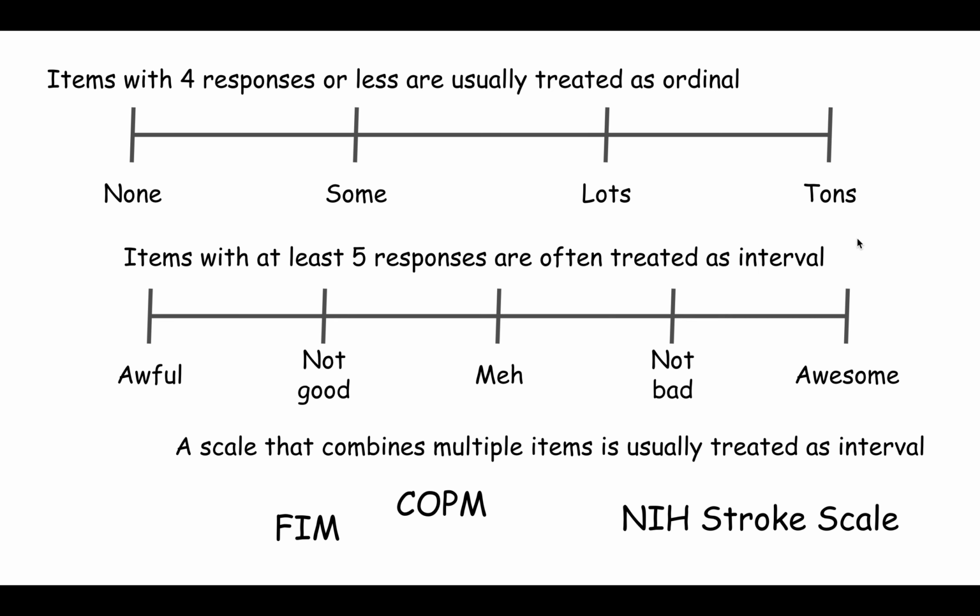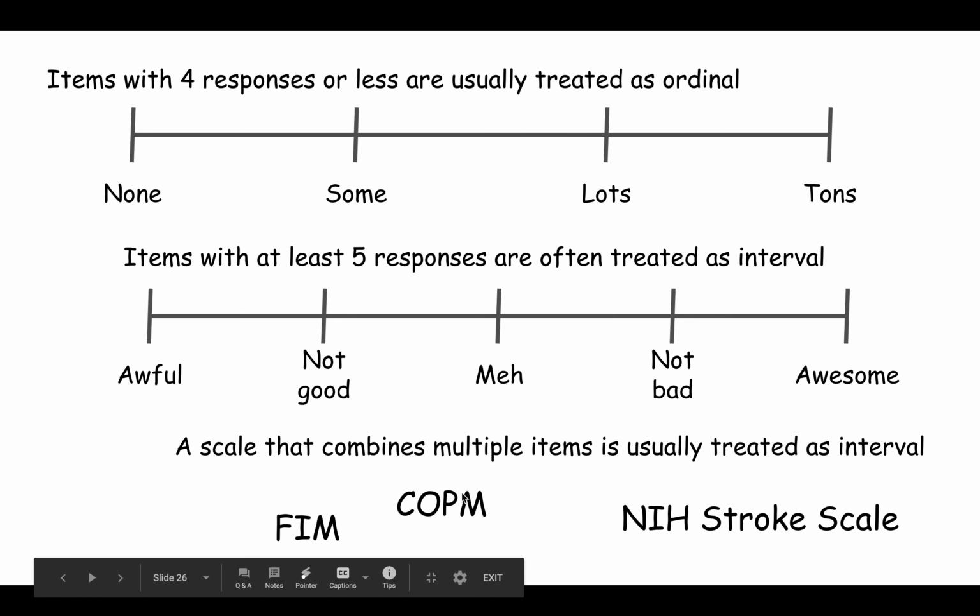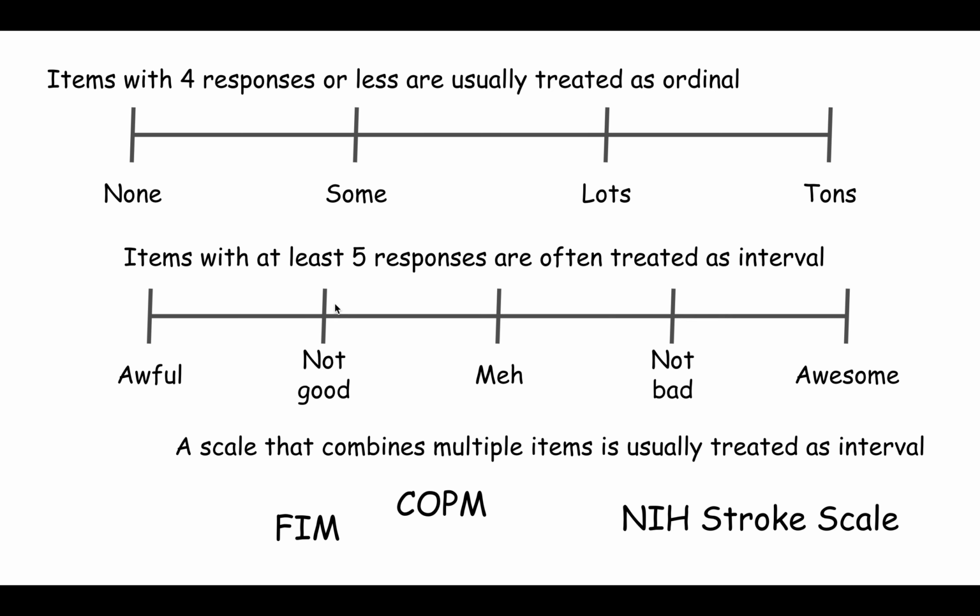So a scale that combines multiple items is usually treated as interval as well. So things like the FIM or the COP-M or the NIH stroke scale, which are made up of multiple items, are treated as interval and treated as parametric. Individual items that have at least 5 responses are often treated as interval and parametric by researchers as well.